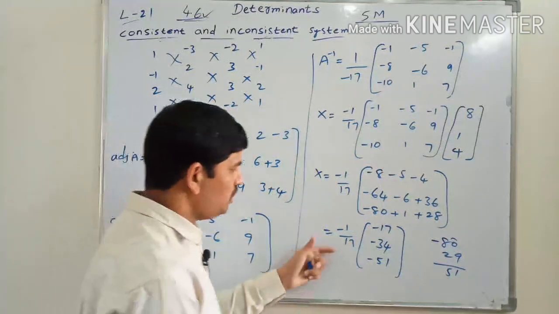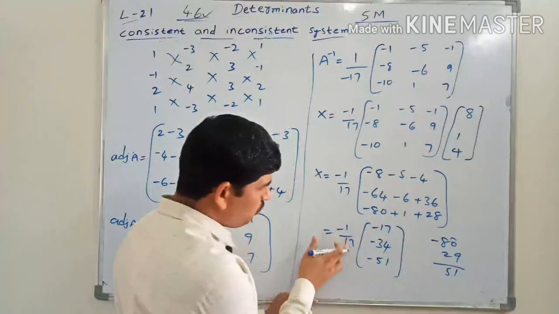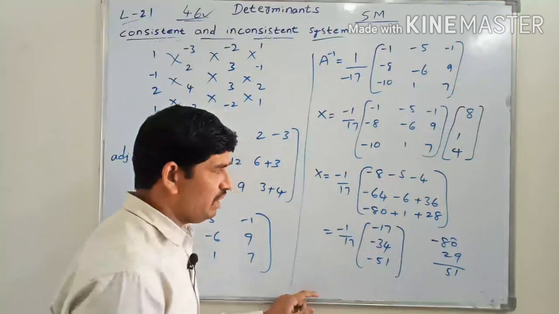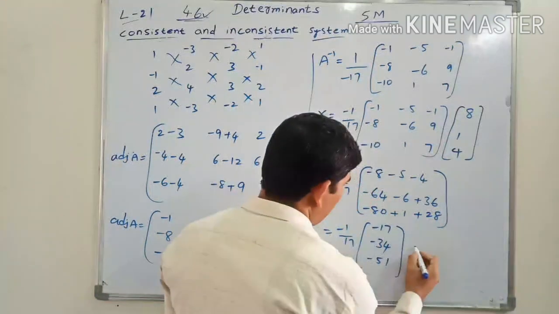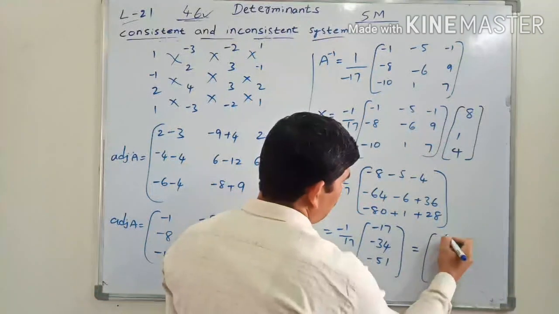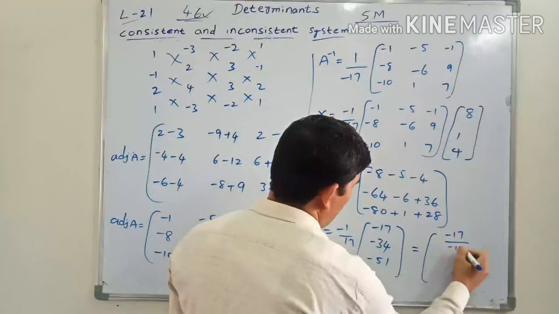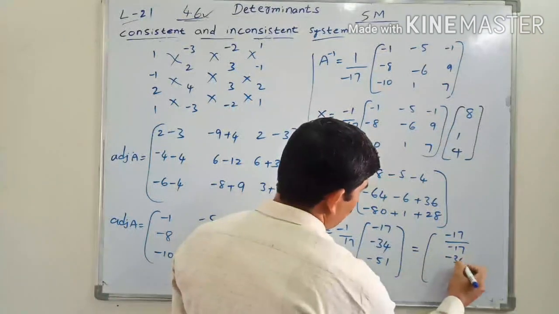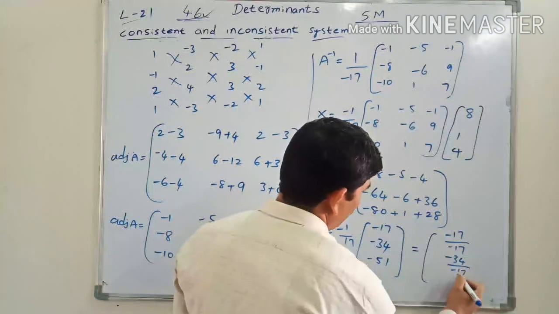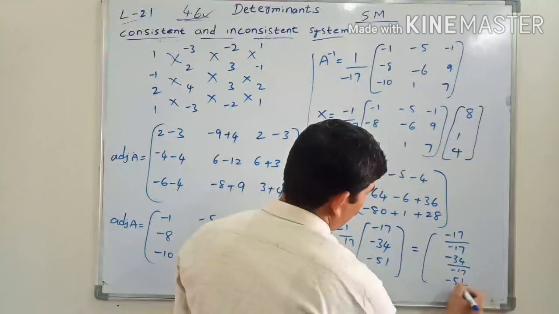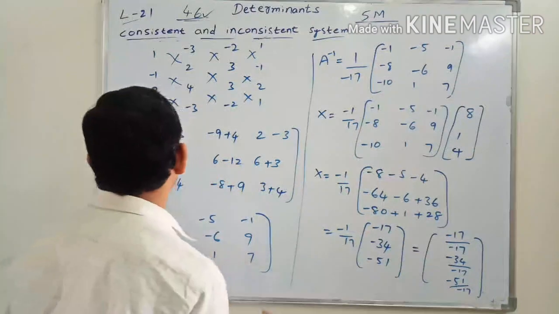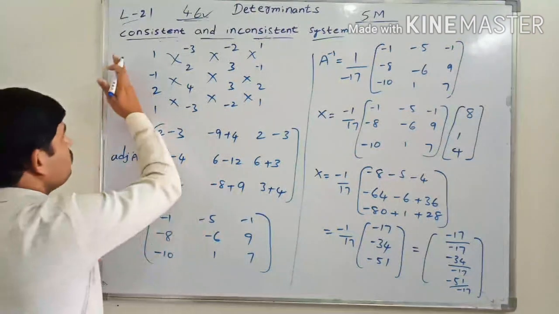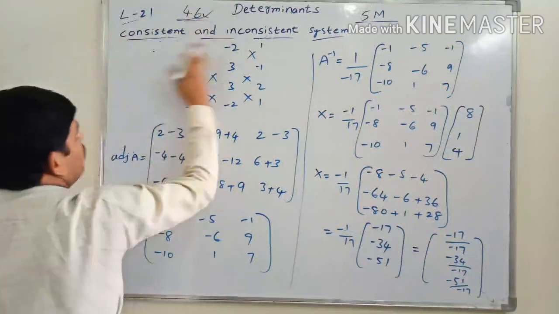Over. So after this we have to multiply minus 1 by 17 inside the matrix. By multiplying this inside the matrix here, the result will be minus 17 by minus 17. Again next one, minus 34 by minus 34, minus 17, minus 51 by minus 17. So after this, I will write here.